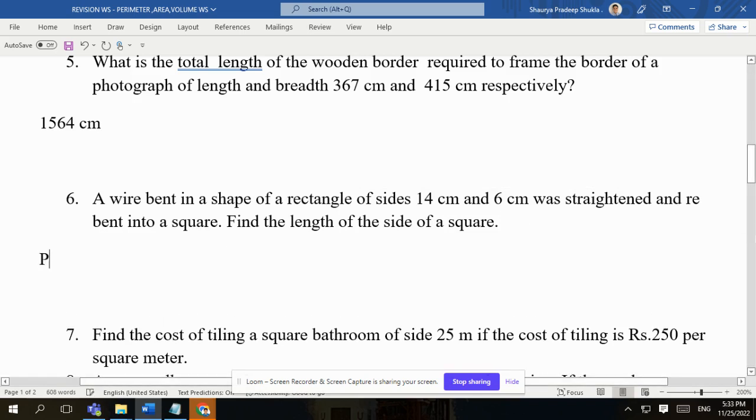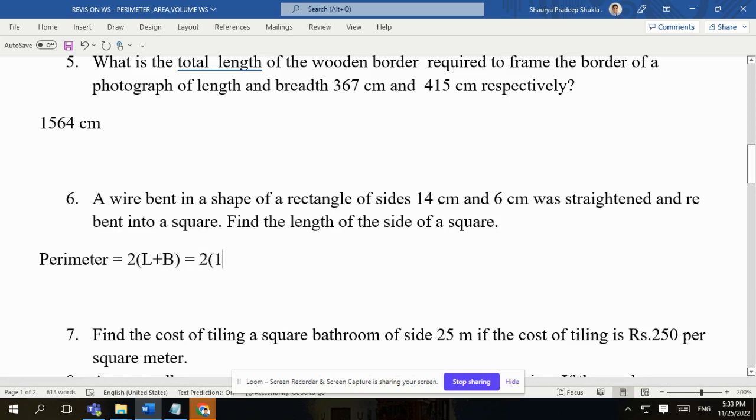Okay, first thing first, let's try to find the perimeter of the rectangle. What is the perimeter of a rectangle? Tell me, the formula is what? The perimeter of a rectangle is 2 times (L plus B). What is the value of L here? The value of L is 14 centimeter. What is the value of B here? 6 centimeter. Okay, what I will do, I'll put the value of 14.